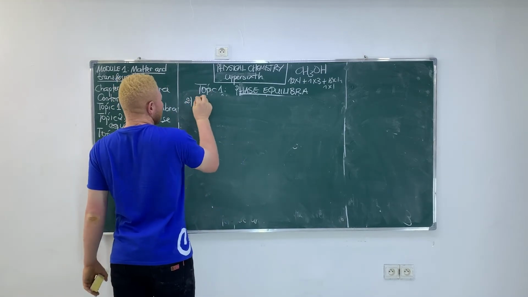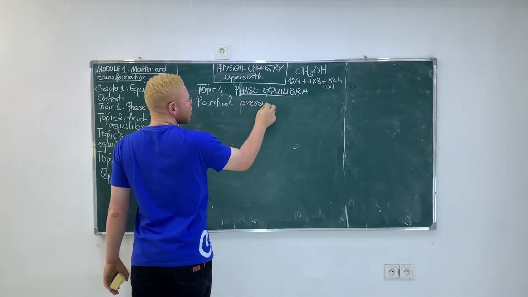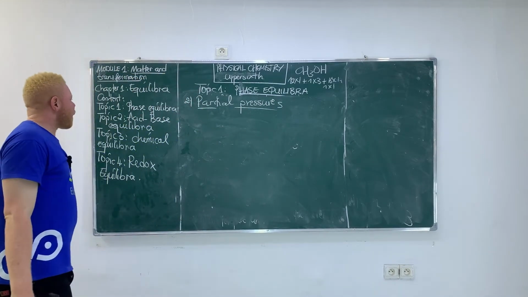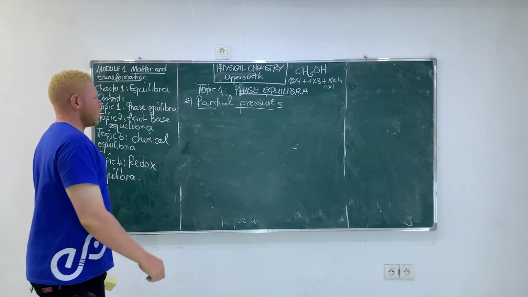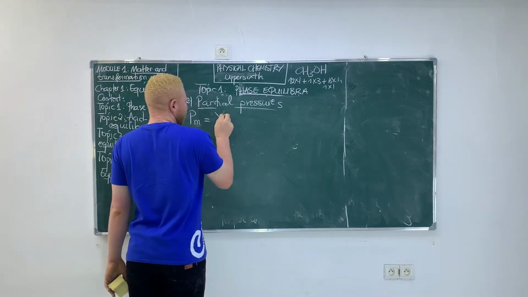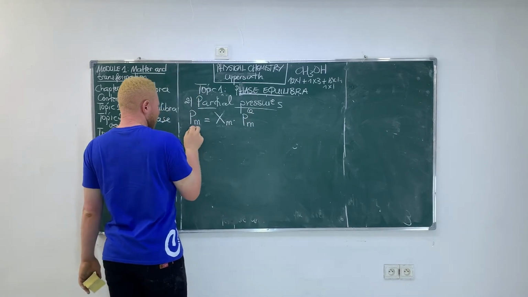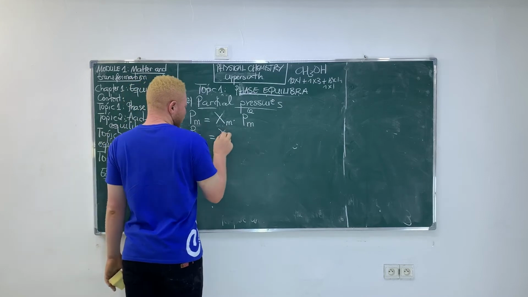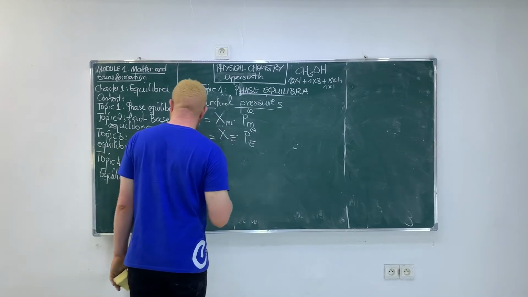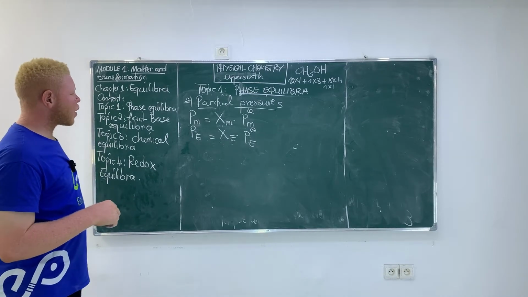Partial pressures. The partial pressure of methanol is the mole fraction of methanol times the pure pressure of methanol. The partial pressure of ethanol is the mole fraction of ethanol times the pure pressure of ethanol. That's beautiful. So now we are going to calculate them.